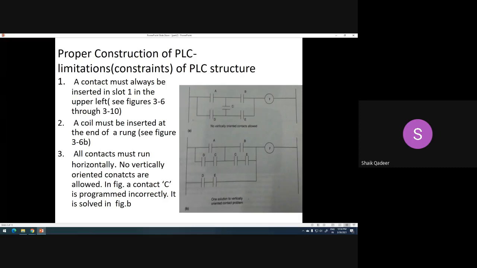Okay, rule number 1. A contact must always be inserted in the first slot in the upper left. The meaning of this is, just now I told you, each line consists of a few contacts. What do you mean by contact? Contacts are nothing but inputs. Where can we insert this input? It should not be inserted in the middle. It should start being inserted from slot 1 onwards. The first rule says to start inserting your contact from the first slot.